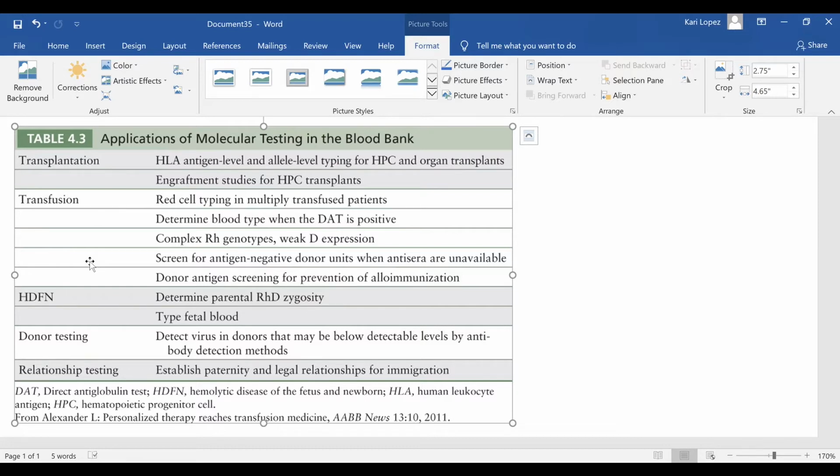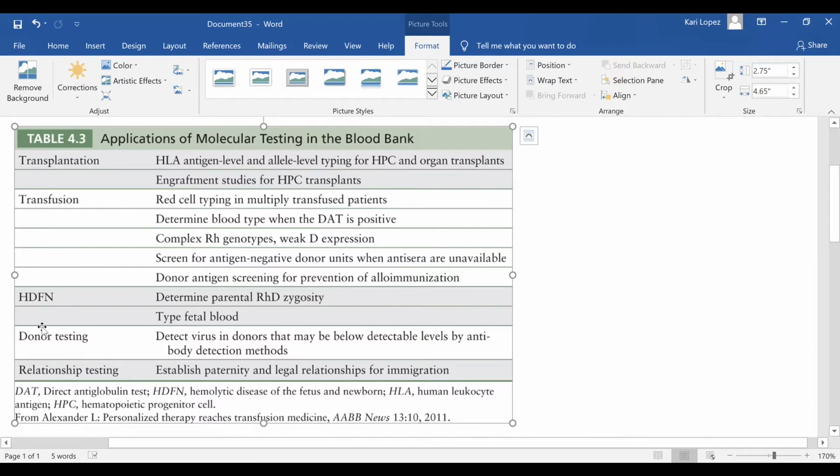Alloimmunization means, is that from yourself or from someone else's antigens? Say that again. Alloimmunization, is that going to be from yourself or from someone else's antigens? From someone else? Correct, from someone else. If it was from yourself, it would be auto. But this is allo, so that's from someone else.